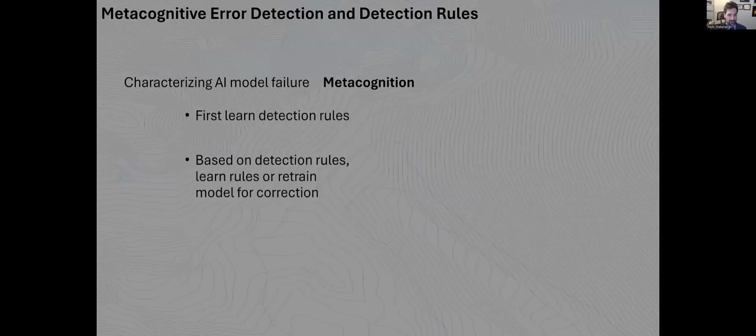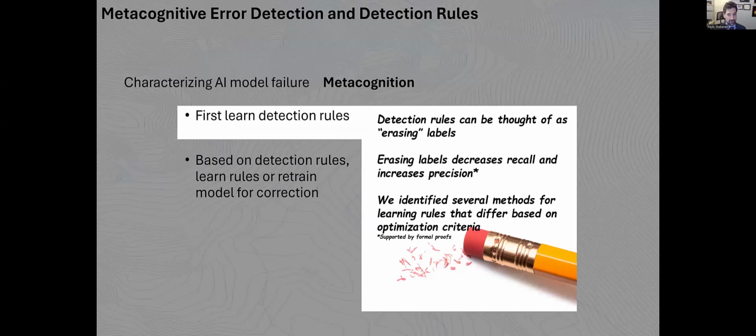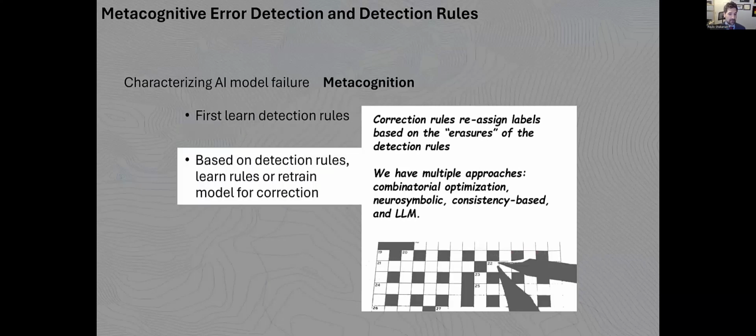The way we go about doing this in this line of work, called error detection and correction rules, is we first learn these detection rules. If the rule fires, that means that there was likely an error. We have learned these rules in different ways, such as optimizing an increase in precision while bounding a decrease in recall. We've also looked to learn these rules in a way that maximizes the F1 of the ability to predict an error. After applying these rules, you're essentially erasing the results of the machine learning model. The next step is to do some kind of correction. Maybe we have another set of rules to change the labels to something else, or we use some other approach. We've done some work with logic tensor networks, for example, and we have some ongoing work with language models.